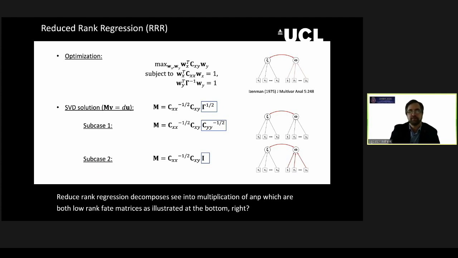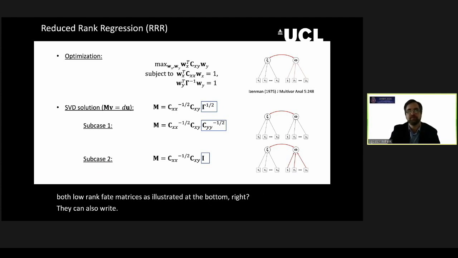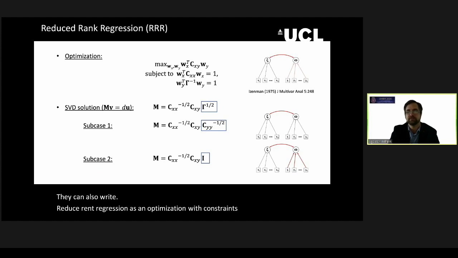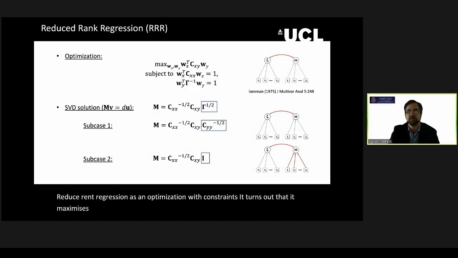We can also write reduced rank regression as an optimization with constraints. It turns out that it maximizes the correlation between the latent variables, and depending on capital gamma included in the constraints, it can also maximize some of the variance in Y. Therefore, I marked the variance component with light red on the top diagram, as it's a flexible part in the model. The SVD, solving reduced rank regression, has again 3 terms.